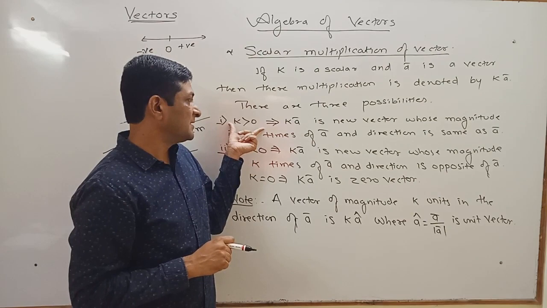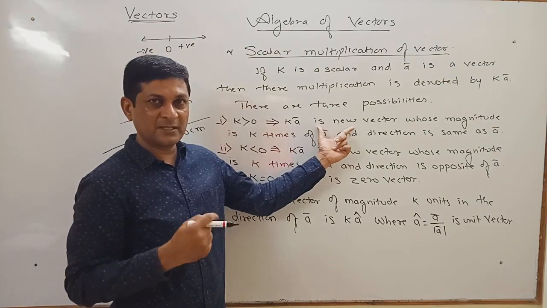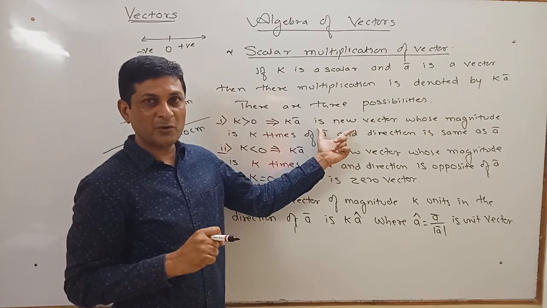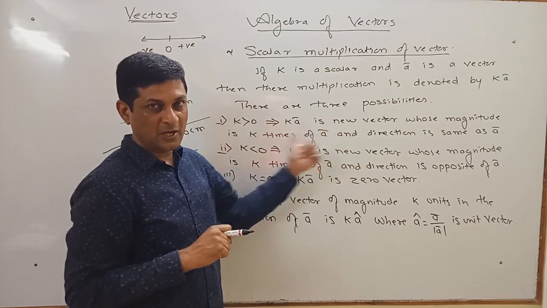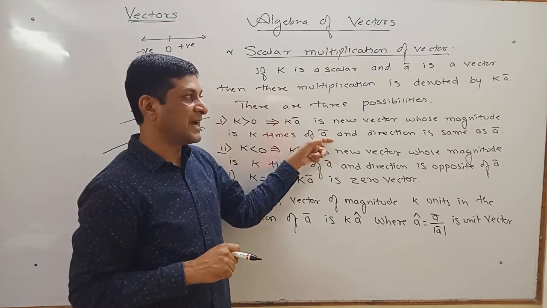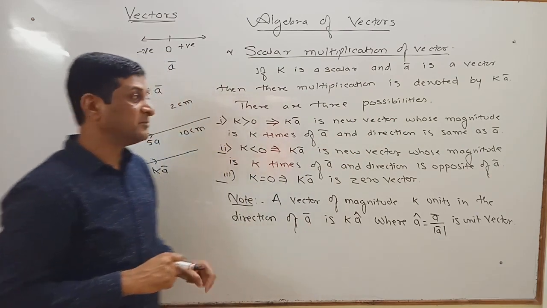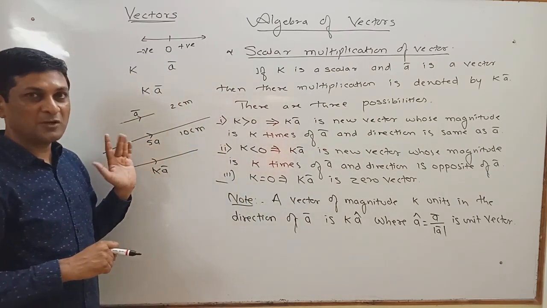So try to understand this condition. If k is greater than 0, then k a bar is a new vector. Since it is a new vector, we will discuss its magnitude and direction. Already we have seen that the magnitude is k times that of a bar, and the direction is the same as a bar, when this real number is positive.